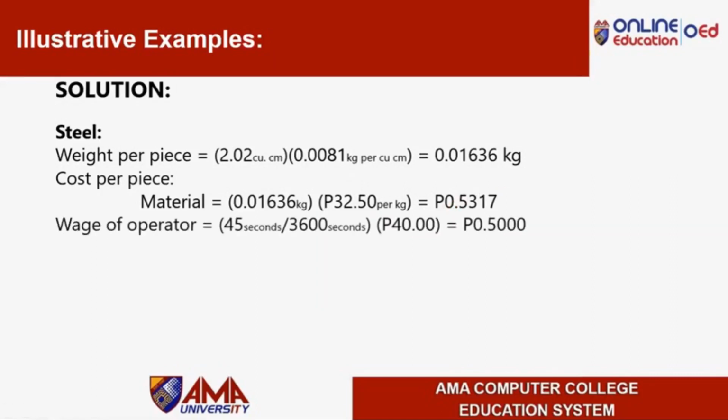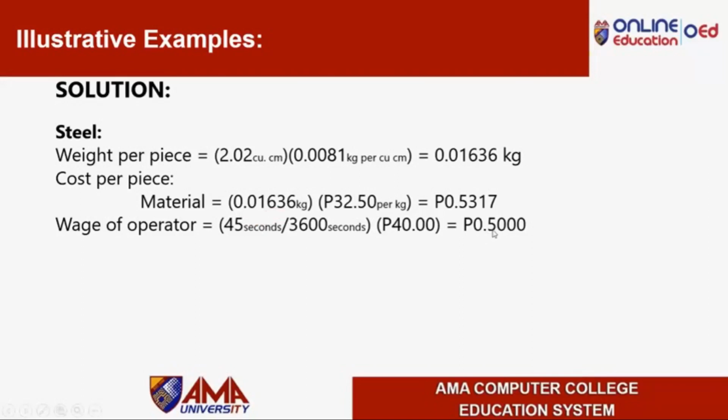Okay, so let's go to the wage of the operator. The time is 45 seconds for steel. Okay, so we have to convert this to per hour. So we divide the 45 seconds by 3,600 seconds, which is equal to 1 hour, multiplied by the wage of the operator, which is 40 pesos per hour.